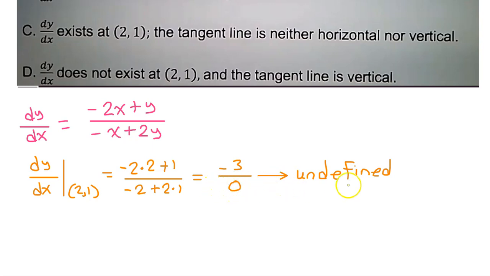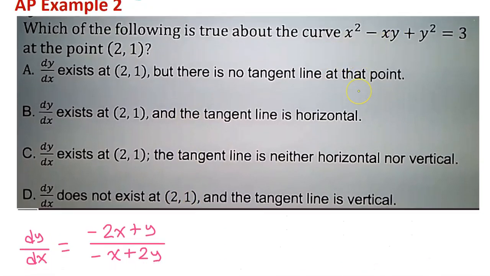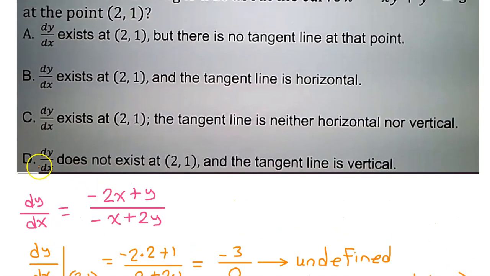dy/dx is undefined. Assuming the point (2, 1) is on the curve, there will be a vertical tangent line at (2, 1) when dy/dx is undefined. The only option that says dy/dx does not exist is option D. So that is clearly the answer.